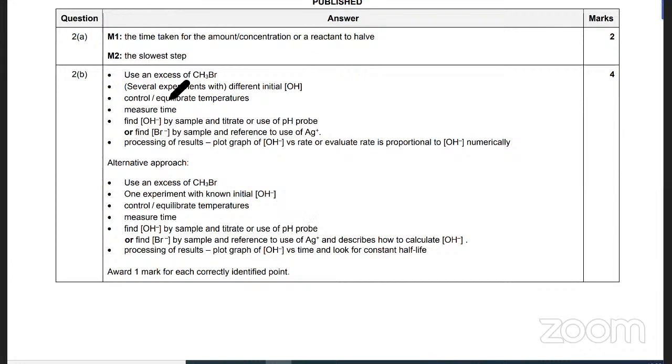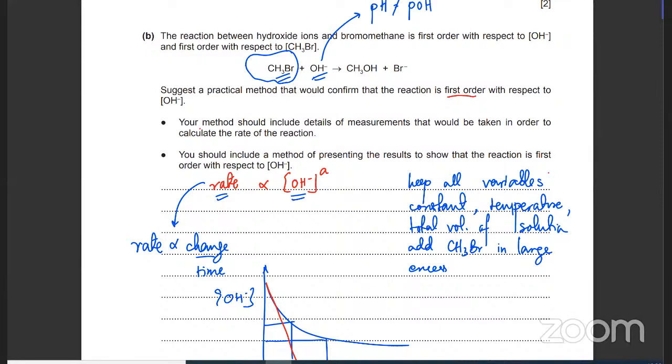The other version was that you could do several experiments using different initial concentrations. You can double the OH concentration, triple the OH concentration, and what you can measure is how the rate is changing every time. Is the rate doubling, or is it tripling or quadrupling? So based on that, you can figure out the order of the reaction as well. Okay. So what's the next question?